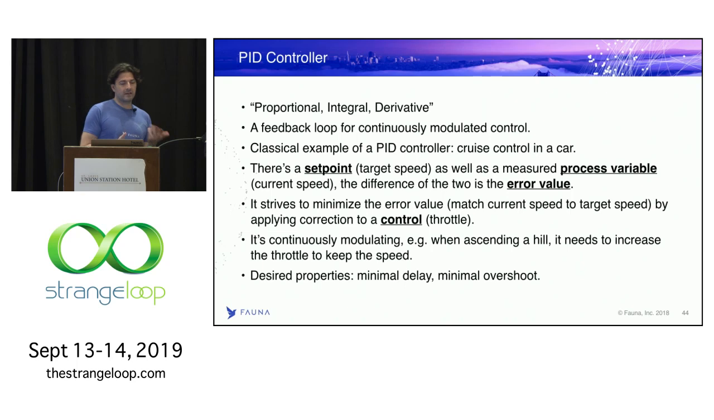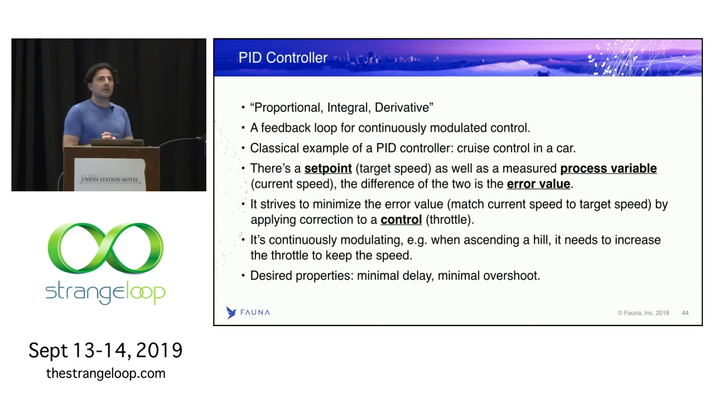Typically, with a cruise control, you have a set point, which is the target speed that you want to go. And you have a current process variable, which is the speed at which you are going. The difference between the two is an error value that you want to compensate. And the controller is doing it by exerting a modification to some control. In the case of the car, it's the throttle.